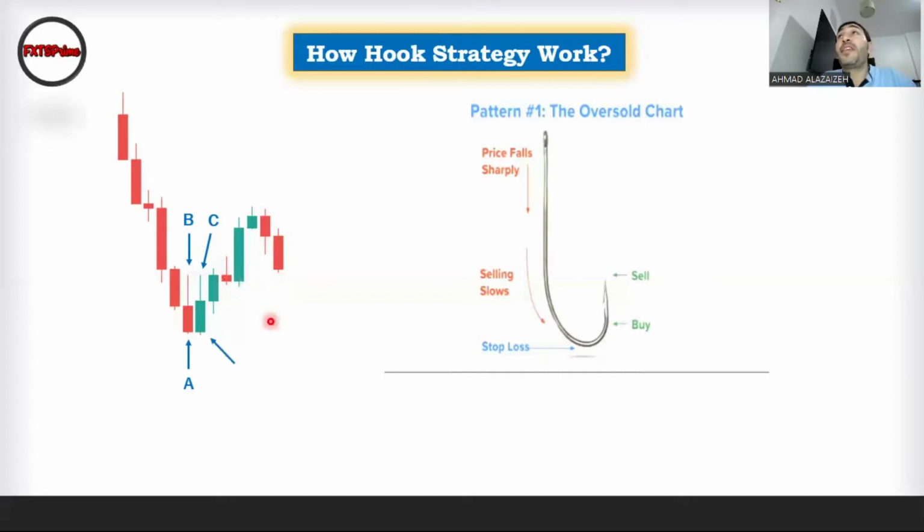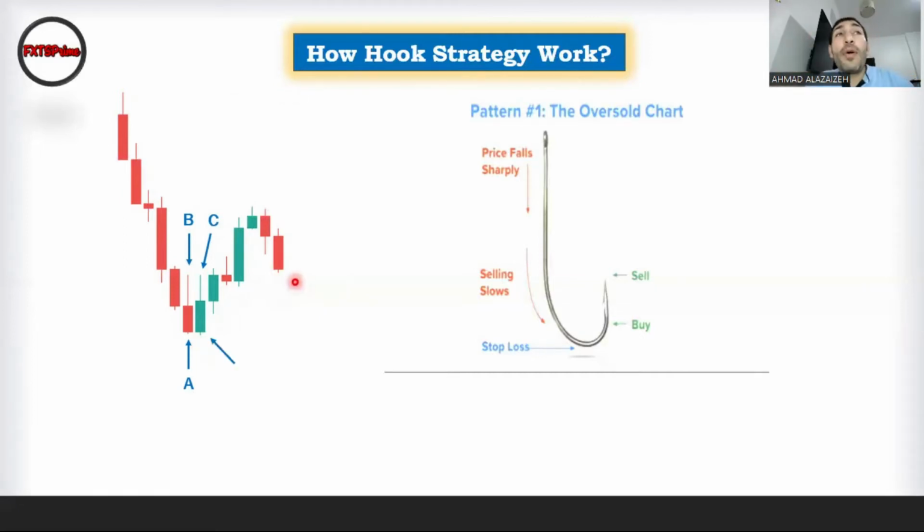Now, this is also applicable for the sell setup. This is the buy setup, and this is applicable for the sell setup. If you invert this chart upside down, you will have the sell setup. So points B and C in that case will be support levels, and point A will be the resistance level, because you are inverting the chart.